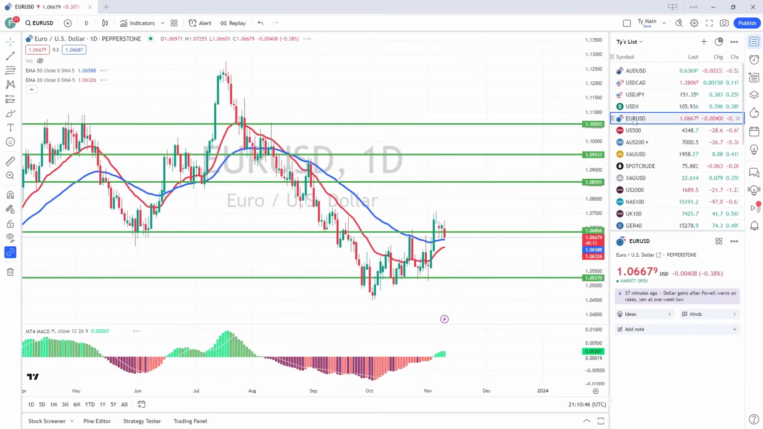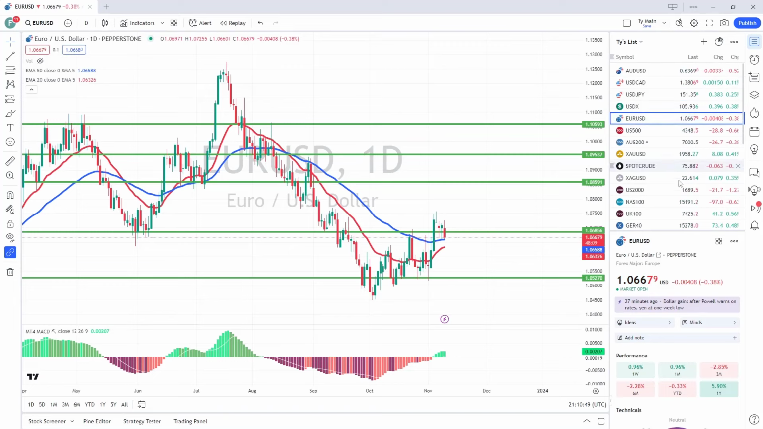Let's go to the euro. This is the one we're going to look at the trading opportunities on, of course. It hit and broke through the resistance zone.